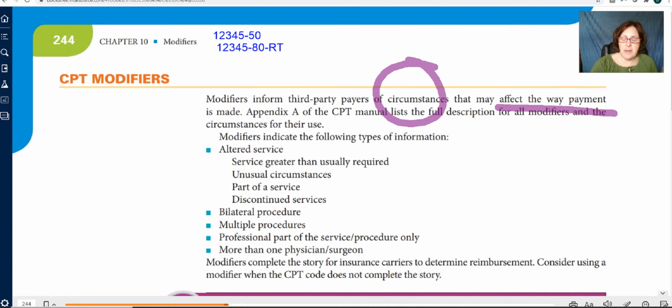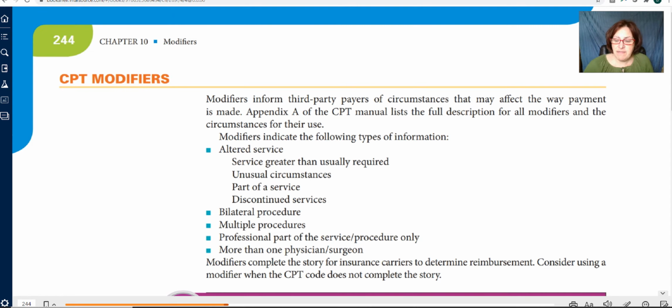So here's some examples. The service was greater than usually required, or you only did part of a service. Well, one of those gets you paid more, one gets you paid less, okay? If it was more than usual, you get paid more. Part of a service, you get paid less because you didn't do the whole thing. Sometimes it's just informational, okay, that it was on the right side, which is what this is, that I did the procedure on the right side of the body part. Patient has 2 hands, it was the right one, okay? So sometimes it's just statistics and information. Other times it affects our reimbursement.